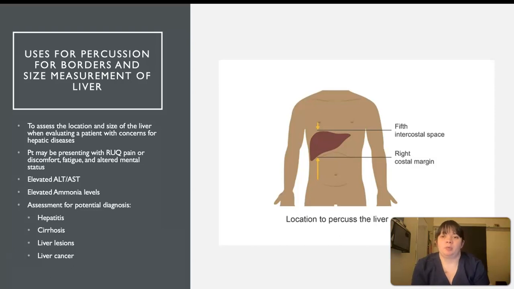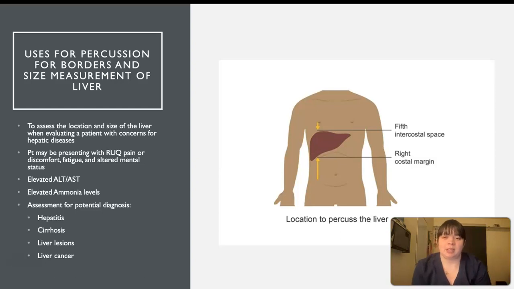Uses for percussion for borders and size measurement of the liver. We would use this assessment technique to determine the location and the size of the liver in our assessment of a patient with concerns of hepatic disease. Potential diagnoses might include hepatitis, cirrhosis, liver lesions, liver cancer, and potentially liver masses.